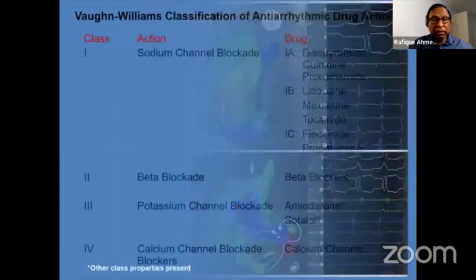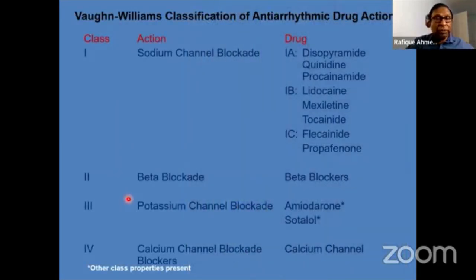I'm going to just talk about these drugs, how they work. We have four categories of drugs. Class 1A, sodium channel blockers, which are disopyramide, quinidine, and procainamide, not much used. We have class 1B drugs. These are sodium channel blockers, lidocaine and mexiletine. Mexiletine actually is a very good drug to use because it doesn't have any effect on myocardial contractility. So if somebody has cardiomyopathy, it doesn't prolong QT, it can be used.